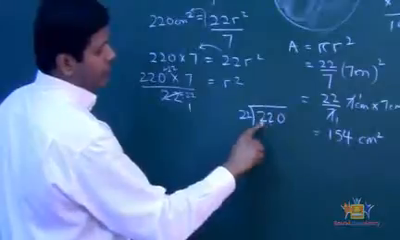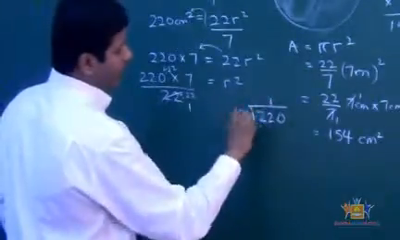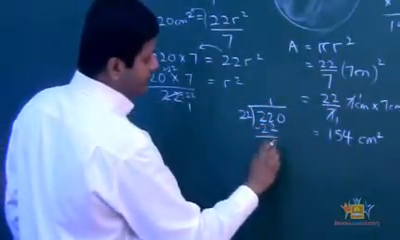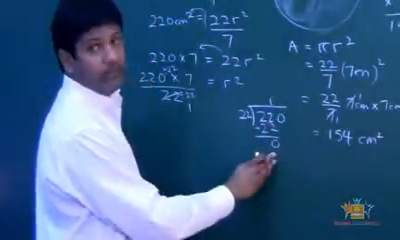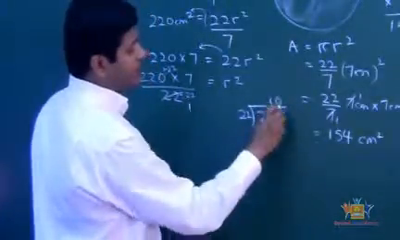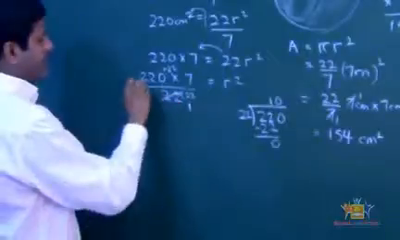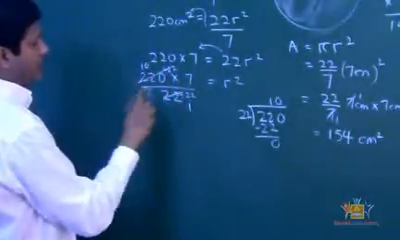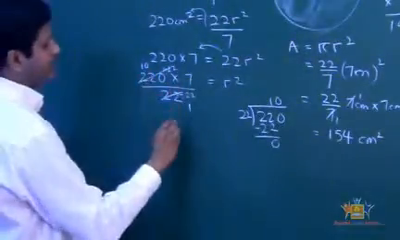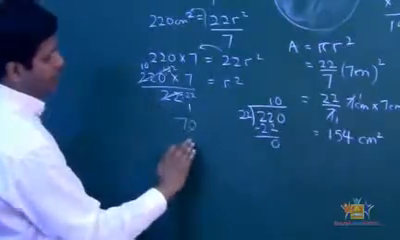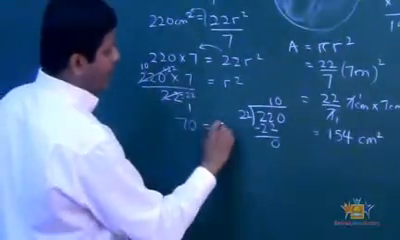How many 22s go into 22? 1. 1 times 22 is 22. Minus, gives me 0. And since this one came down to 0, there's a 0 in the back, I just bring it up, and that means this is 10. Okay, so now I can multiply. 10 times 7 is 70 over 1, which is 70, equals r squared.